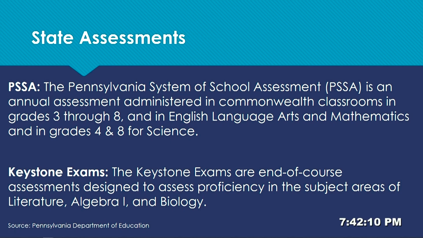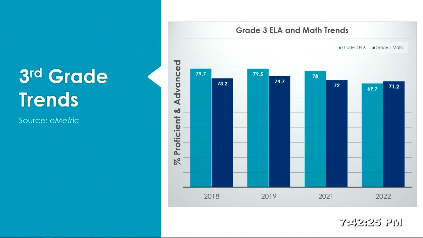So the PSSA assessments, I kind of mentioned this already, but again, looking at what grade levels and what subject areas are administered, and then the Keystone exams are end-of-course assessments, really designed to assess proficiency in the subject areas of literature, Algebra 1, and biology.